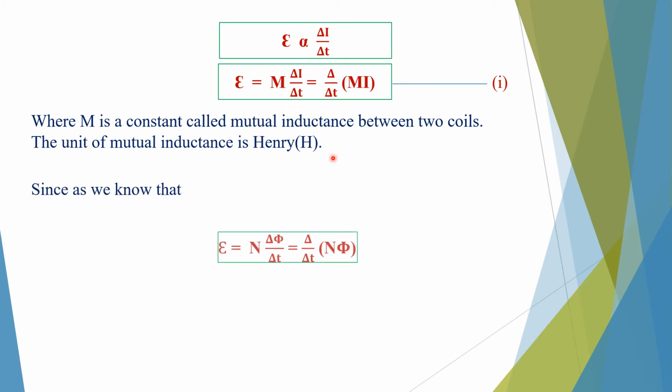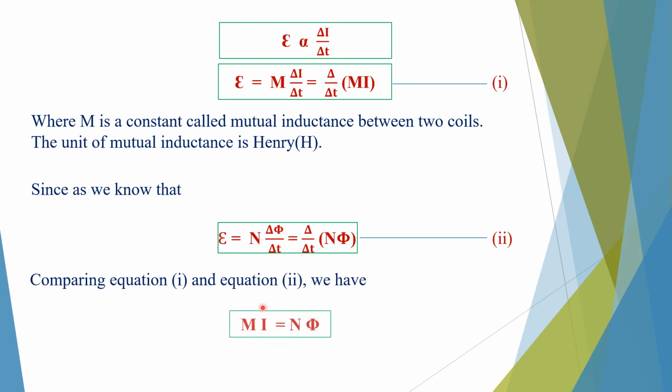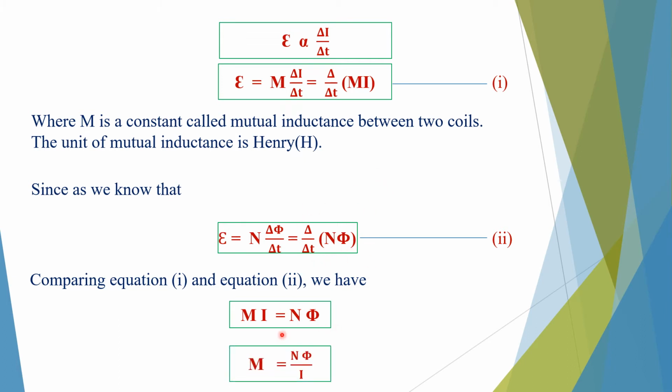Since we know that EMF is equal to N delta phi divided by delta t, let's call it equation number 2. Comparing equation number 1 and equation number 2, we have M I equals N phi. From here we get M equals N phi divided by I. So mutual inductance is equal to N, the number of turns of the coil, times phi, the flux, divided by I, the current.